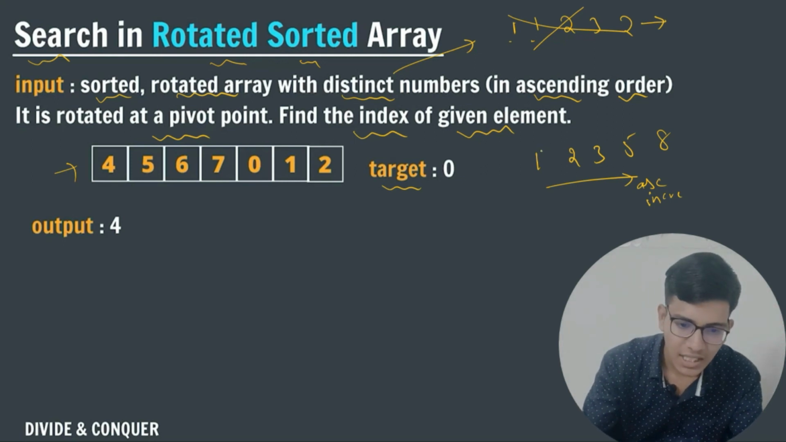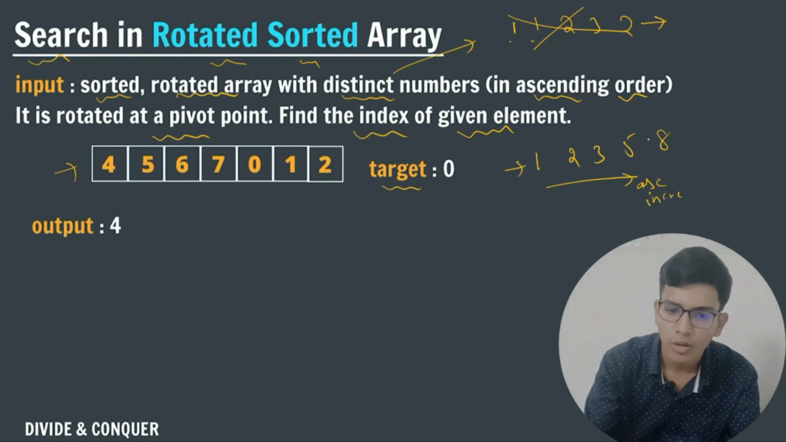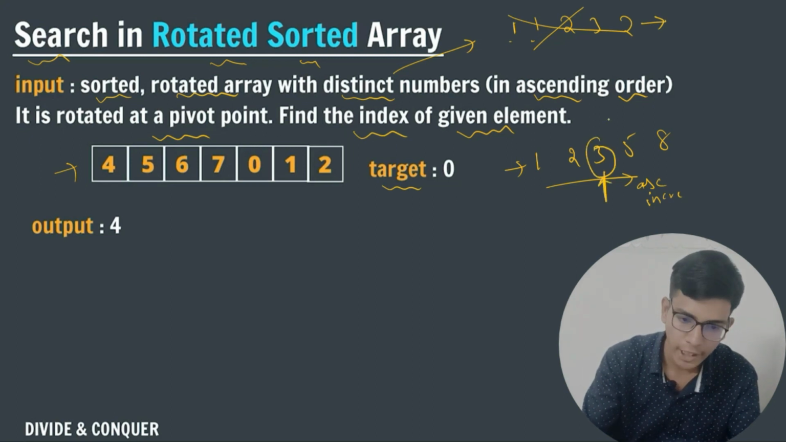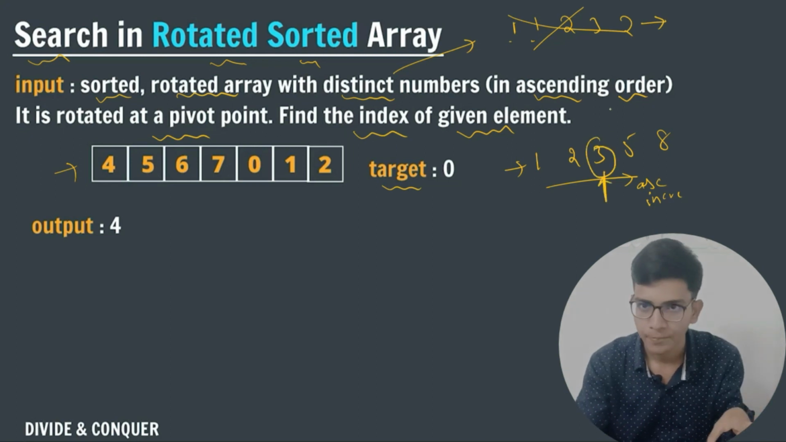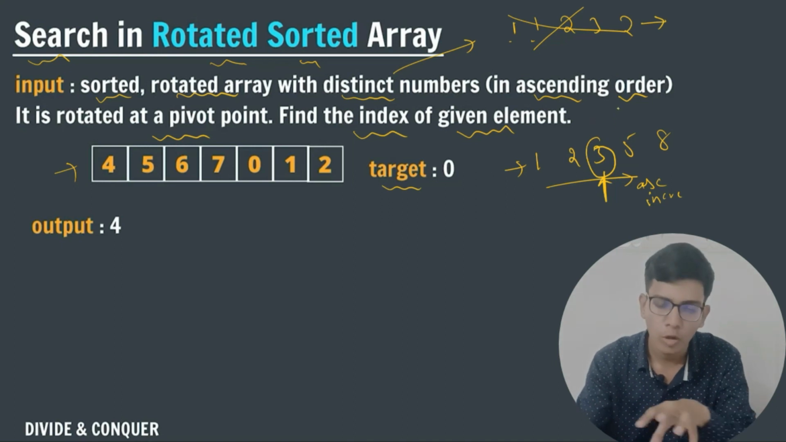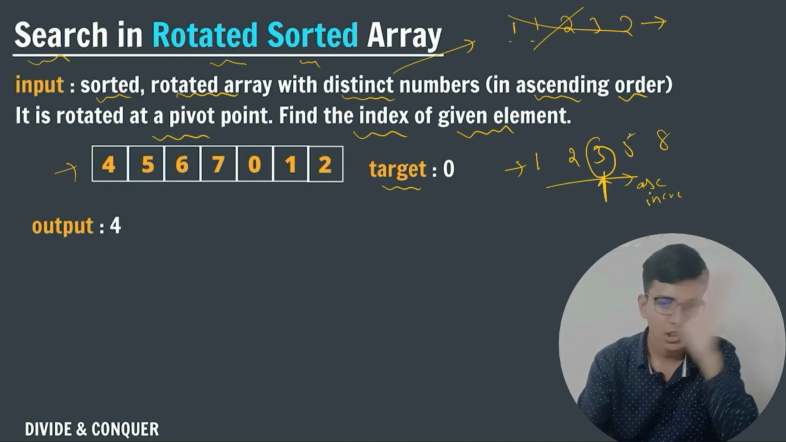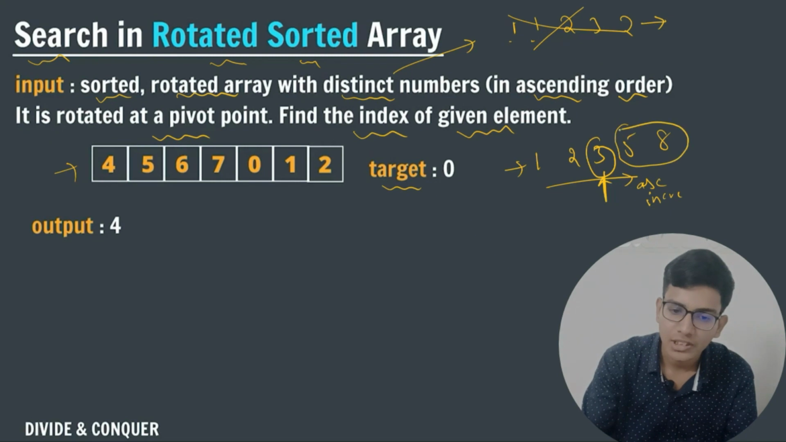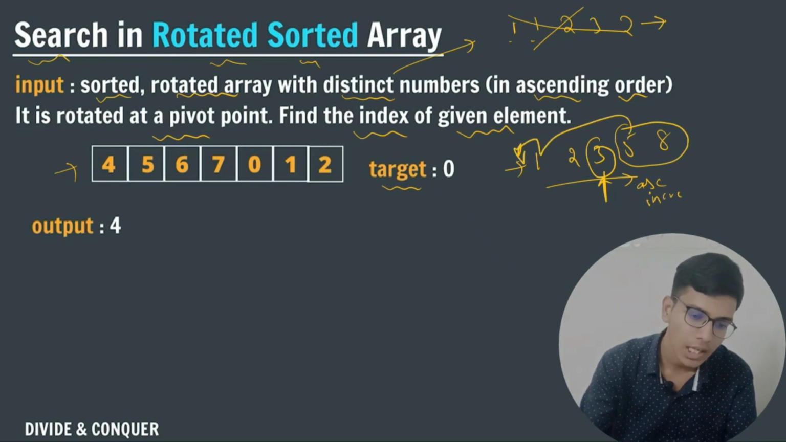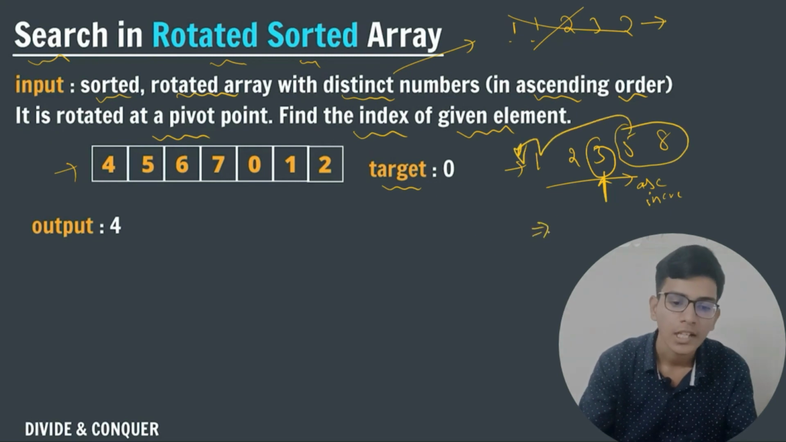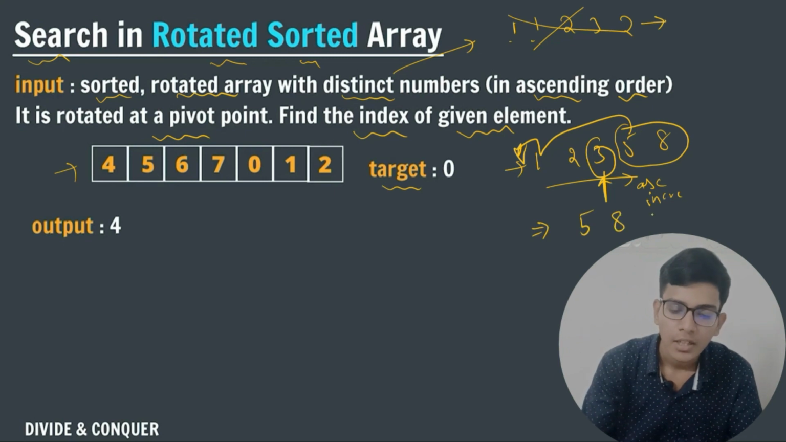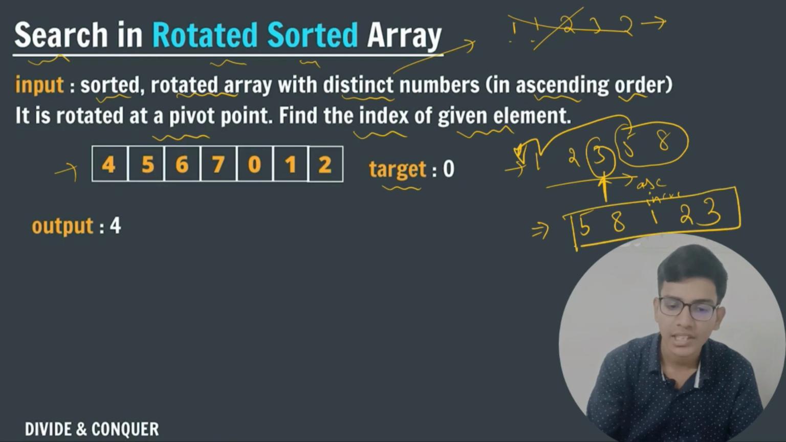So let us understand that. Here this is our array, 1 2 3 5 8. Let us take an example where this is our pivot point and I am applying right rotation, rotating right towards left. So these elements will go towards the front of my array. My array will become 5 8 1 2 3. So this is known as right rotation.